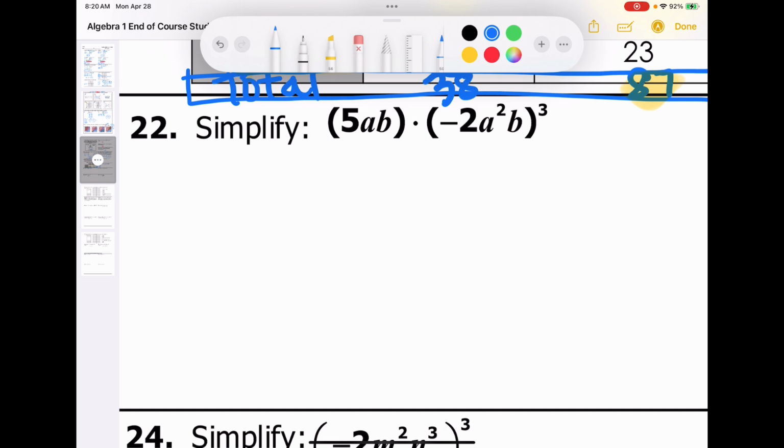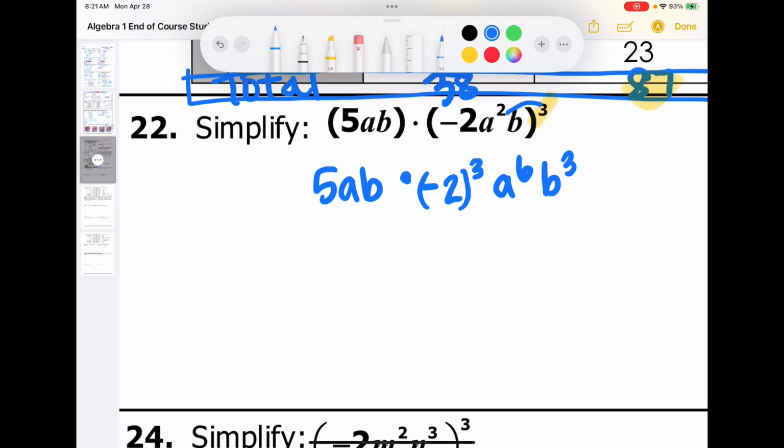So right now we have 2 things being multiplied together, and one of them has a little exponent on the outside. So that is what I need to get rid of first. So when you have that little bitty exponent on the outside, you distribute it to everything on the inside. So that would give me negative 2 to the third power. And then for my variables, I multiply my exponents. So I would do 3 times 2, which is 6, and then 3 times 1, which is 3. Then I'm just going to bring the 5ab down. And I'm going to make that a little bit bigger.